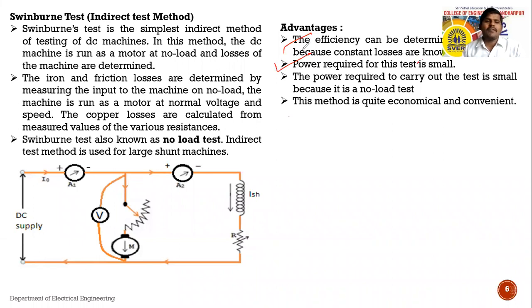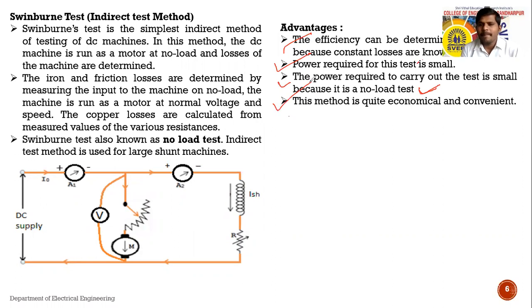बघा, पॉवर रिक्वायरमेंट जे आहे ही टेस्ट कंडक्ट करण्यासाठी it is also very small. Now the power required to carry out this test is small because it is on no load test. Because we are performing only no load test, or only running test, the power taken from the supply is very small, or it may be just required to overcome the no load losses. So the power requirement to carry out this test is small, and this method is quite economical and convenient.